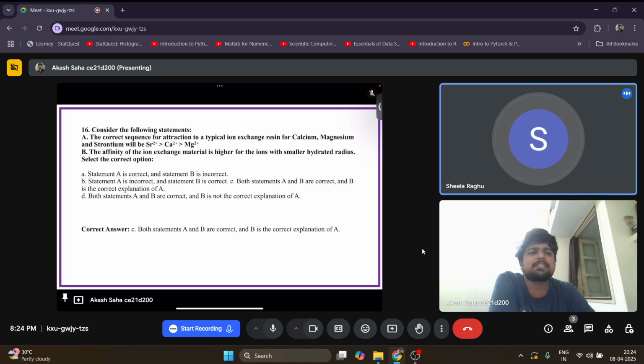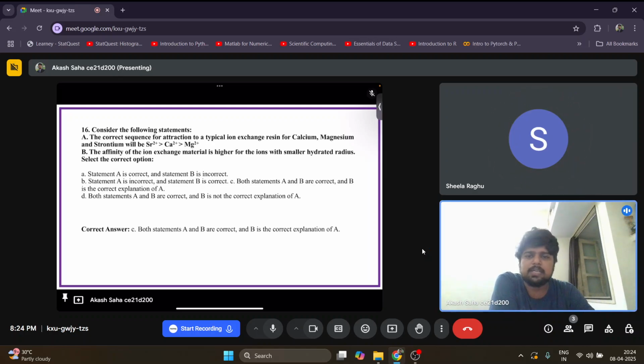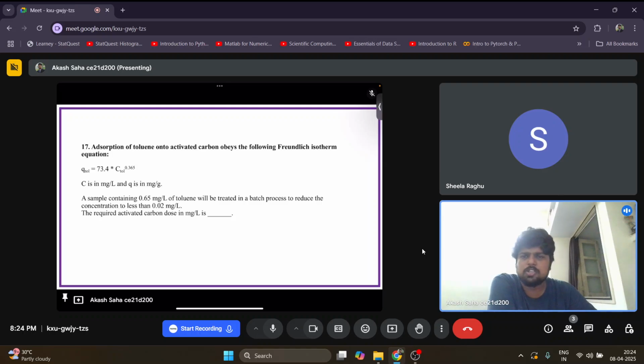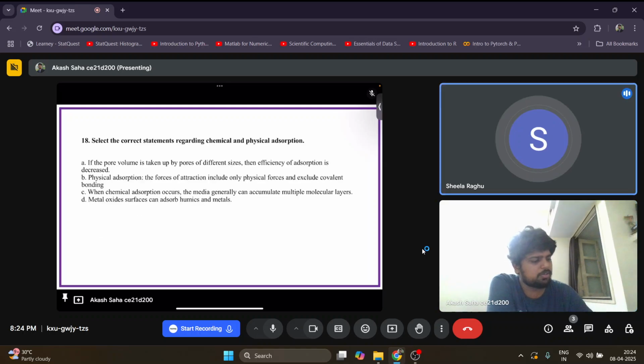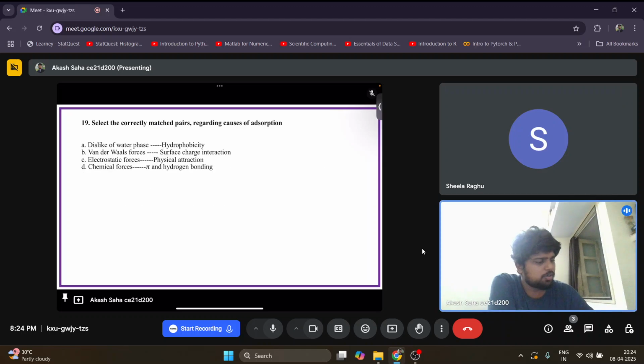So both statements are correct, and the second statement is the explanation for the first. Like that you can solve it. This question we have already solved in the example, so no need to go through this one. This also we have solved.